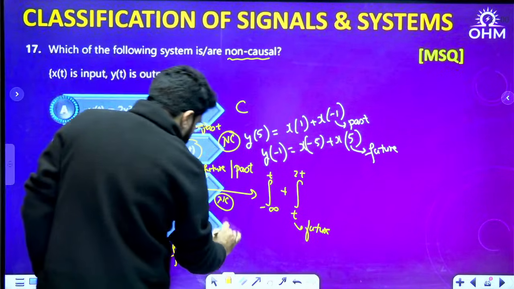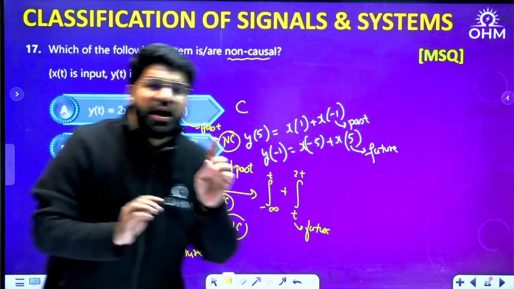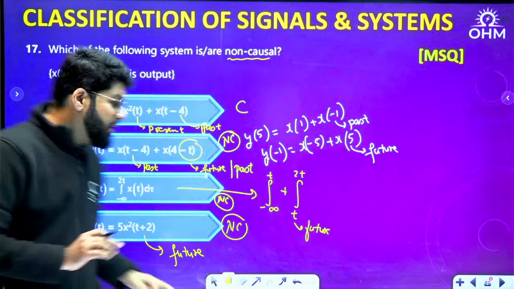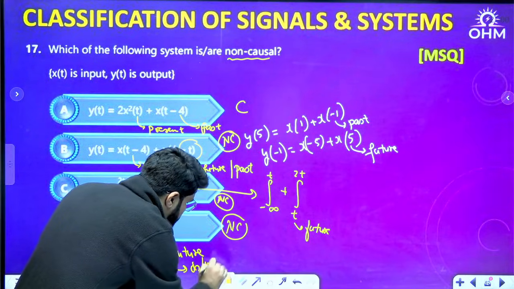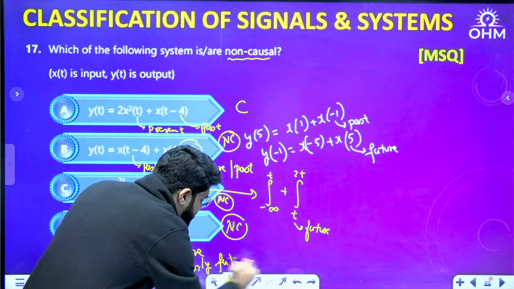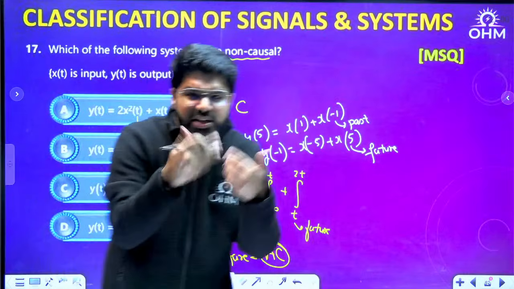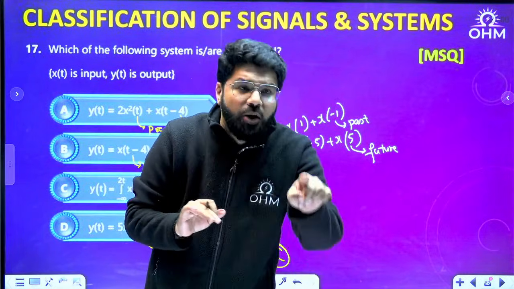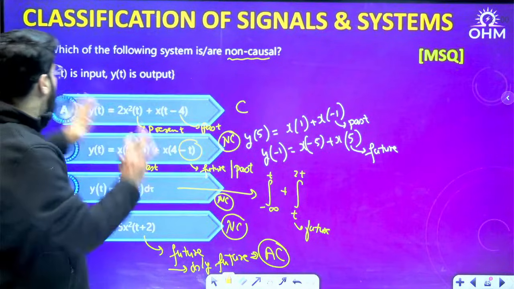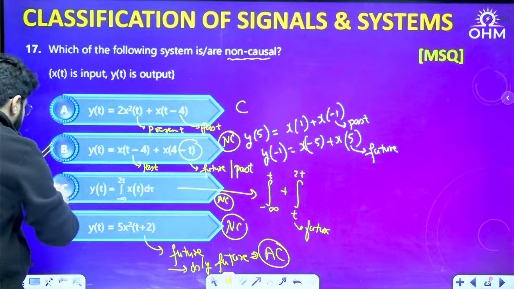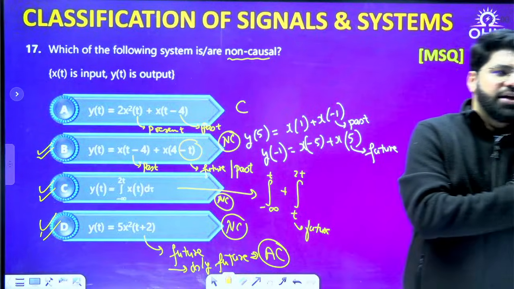This is non-causal. Now see the difference. Option D is non-causal, but it is the option where the output depends only on future values. If the output depends only on future values, you can also call the system anti-causal. Anti-causal is a type of non-causal, so you can specifically call option D anti-causal. But is it non-causal? Yes, you can choose the option. You have to choose the non-causal options, it is an MSQ question: B, C, D. BCD is the correct answer as of now.